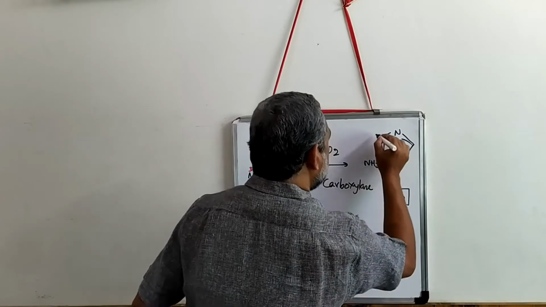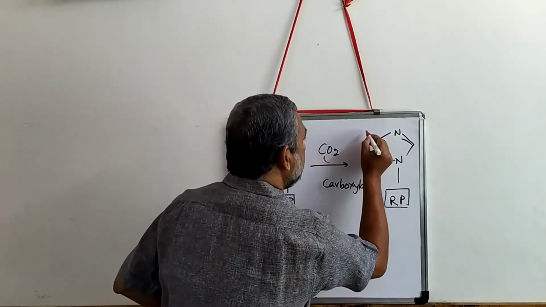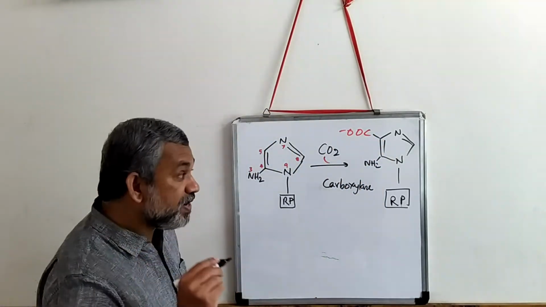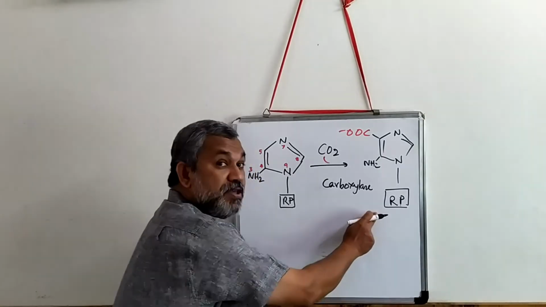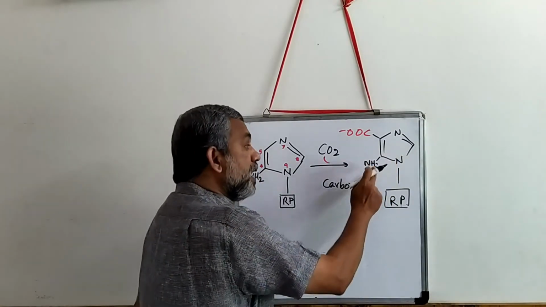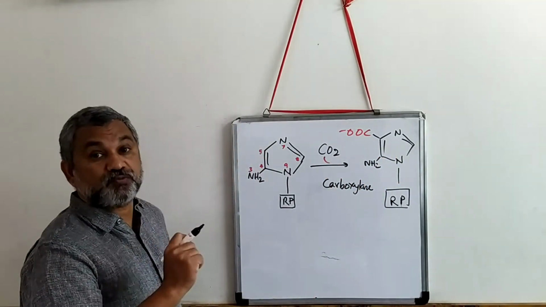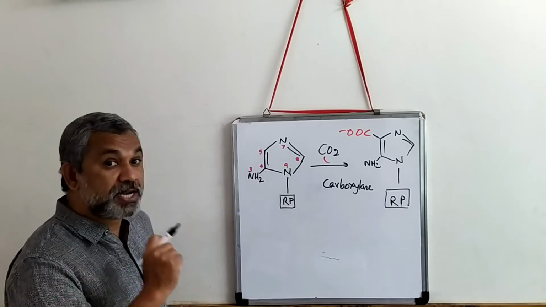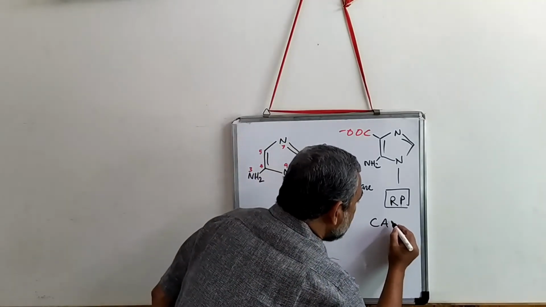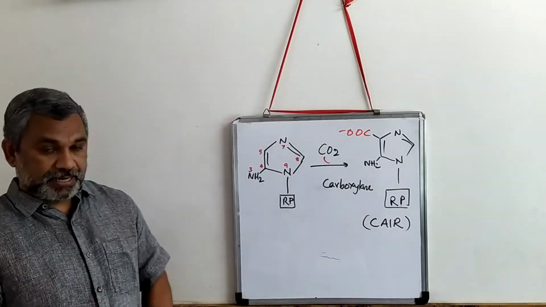NH2 is here, and a CO2 is added here. The CO2 is added. Now we will get a product that is 5-phosphoribosyl amino imidazole carboxylic acid. 5-phosphoribosyl amino imidazole carboxylic acid, that is called CAIR. The product name is CAIR.